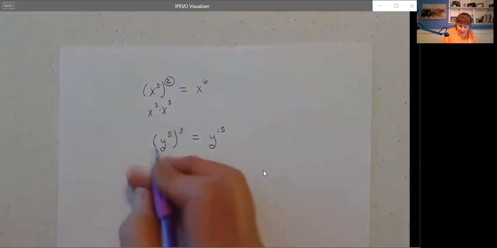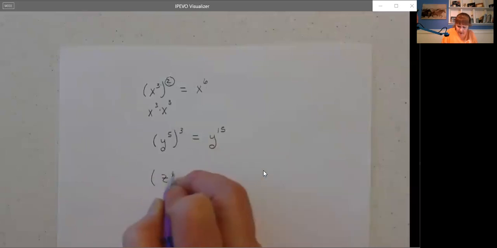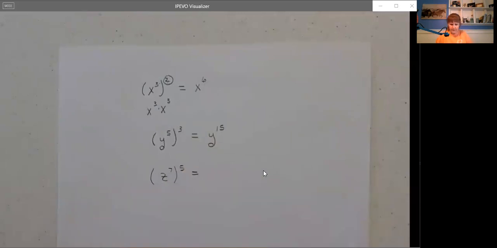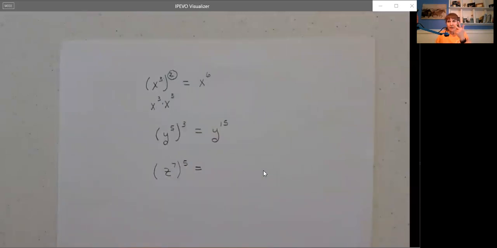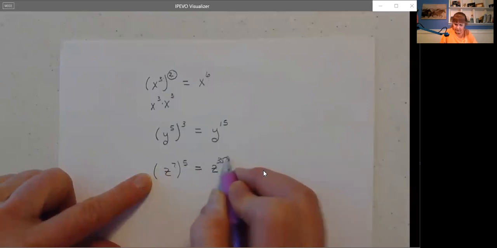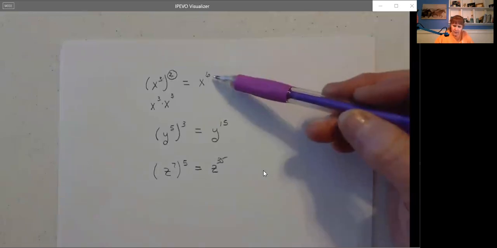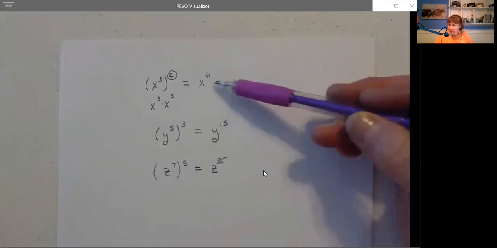Let's try another one. Let's say, I'll just do a z. Z to the 7th to the 5th. Okay. I have z to the 7th times z to the 7th times z to the 7th, 5 times. Or 7 times 5 is 35. Z to the 35, which is going to be quite a large number depending upon what the z represents. But even if it's a 2 or a 3 or a 4, it gets quite large quite quickly with these exponentials. So I'm writing these in exponential notation, exponential form.